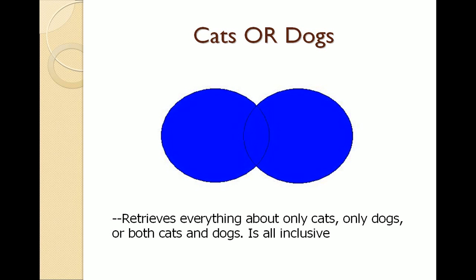And so this is an example of that. Cats or dogs. It retrieves everything. Things about cats, things about dogs, things about cats and dogs. It's all inclusive.